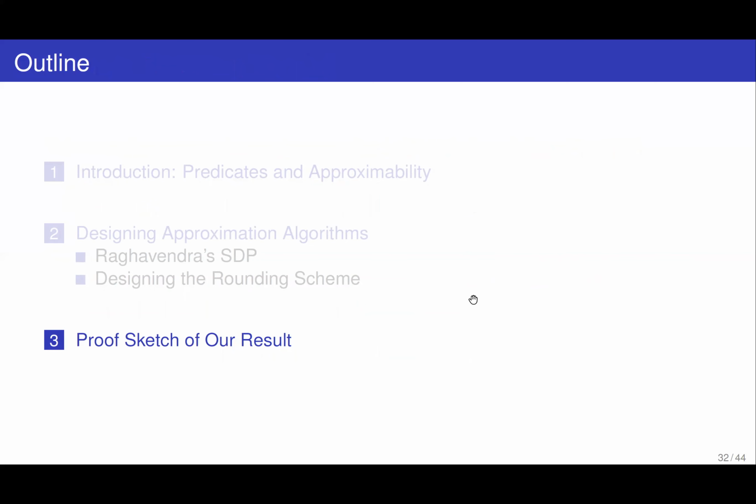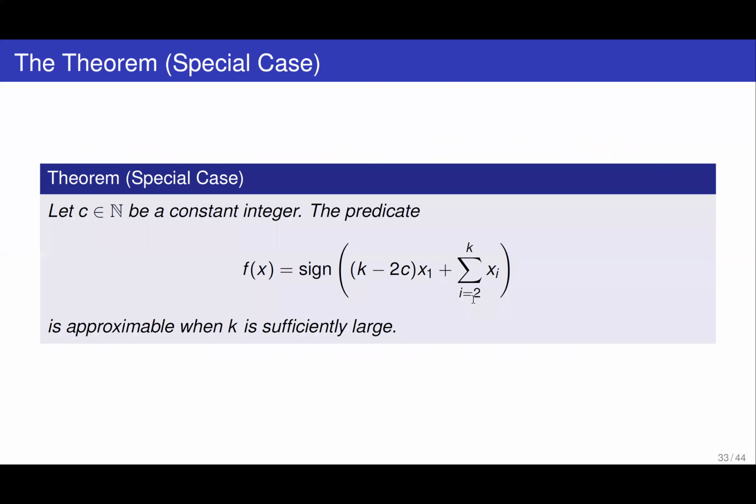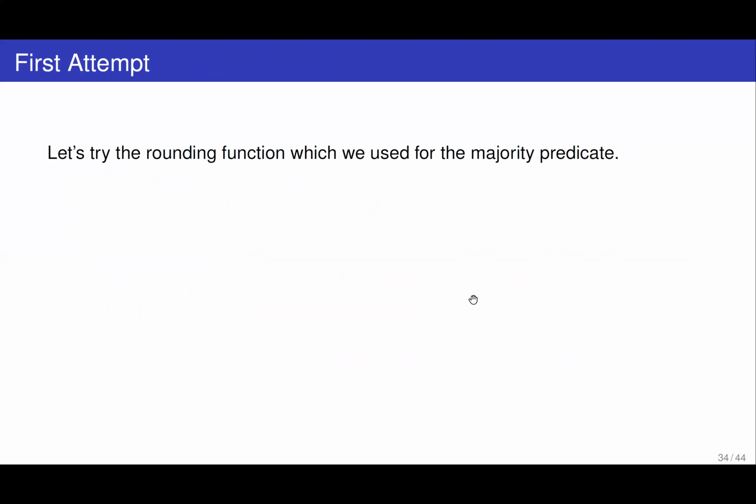Now let me briefly sketch the proof of our result. We will only sketch the special case where the weight of the president is equal to k minus 2c. So as a first attempt, let's try the rounding function which we used for the majority predicate.